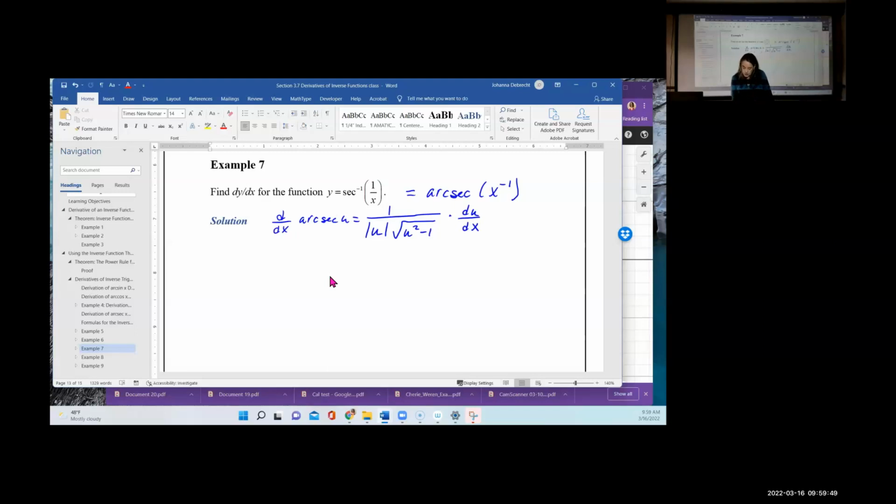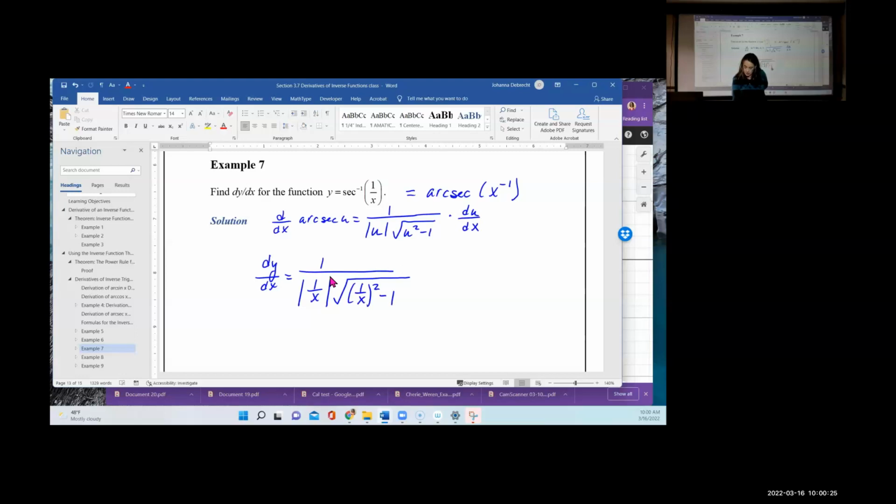Okay, so to apply the formula, we're going to find dy dx, which is going to be equal to 1 over the absolute value of whatever is inside the arcsecant function, which is 1 over x. So our u is 1 over x. So u becomes 1 over x. We're simply applying the pattern that we see here. And then we multiply by the square root. Now we take that and we square it. So 1 over x squared.